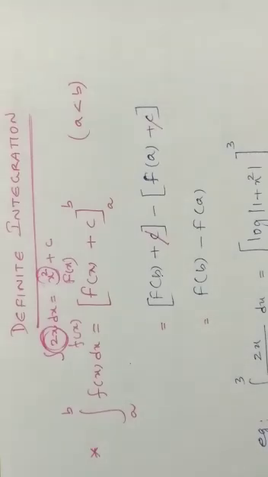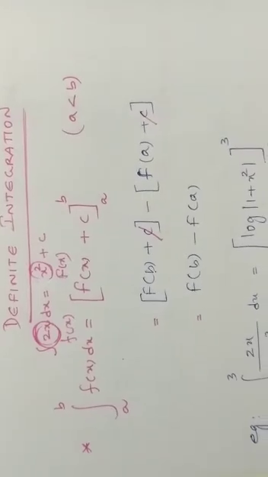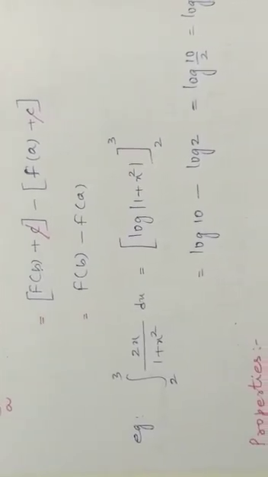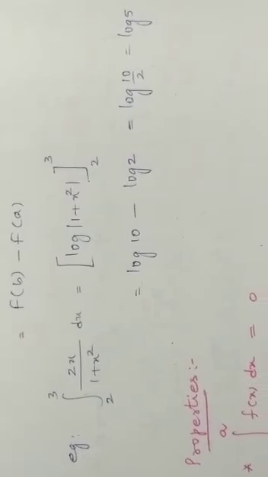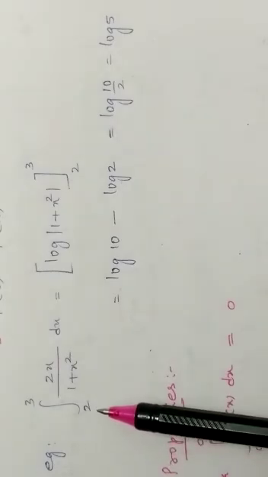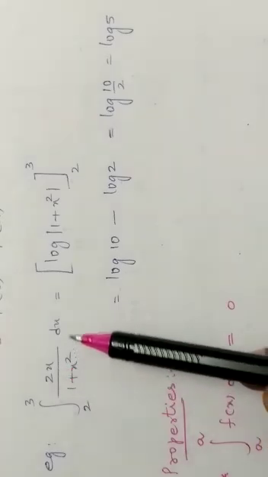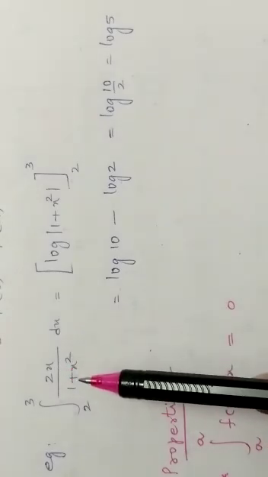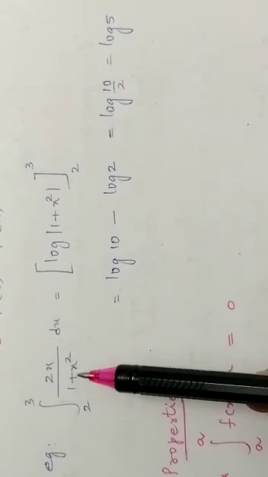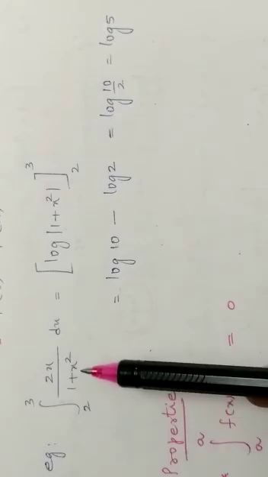Let us go into an example of how to do problems in definite integration. Try to understand this example. Integral from 2 to 3, lower limit is 2, upper limit is 3, 2x by 1 plus x square dx. What is the formula here? f dash x by f of x. The derivative of the denominator is in the numerator.